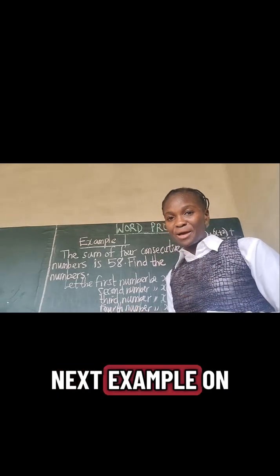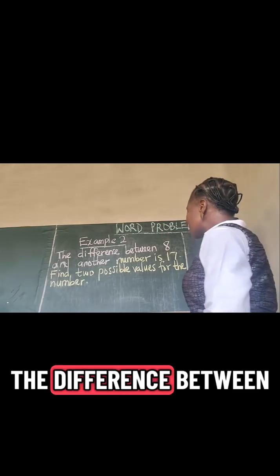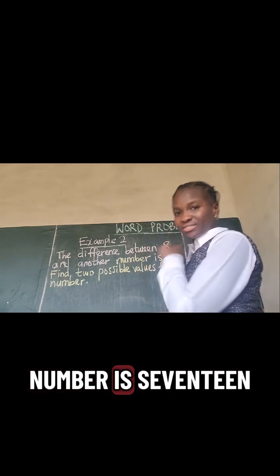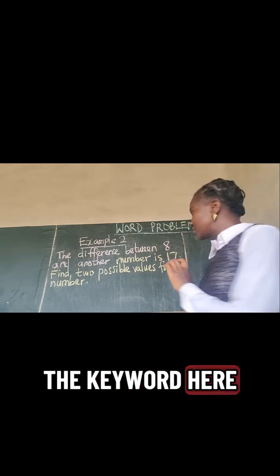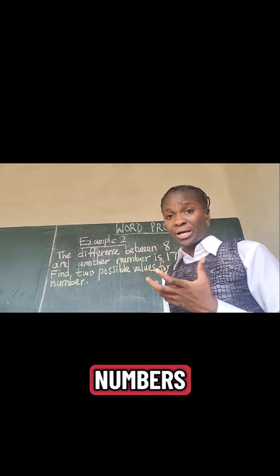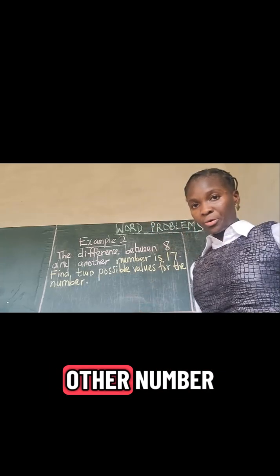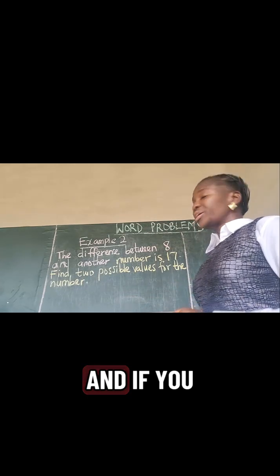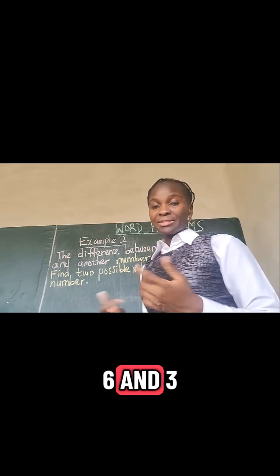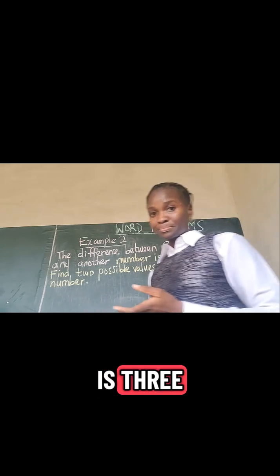Let's solve our next example on difference. Example 2. The difference between 8 and another number is 17. The key word here is difference. And what does difference mean? The difference between two numbers is the result you get when you subtract one number from the other. For example, the difference between 6 and 3 is 3, because 6 minus 3 is 3.